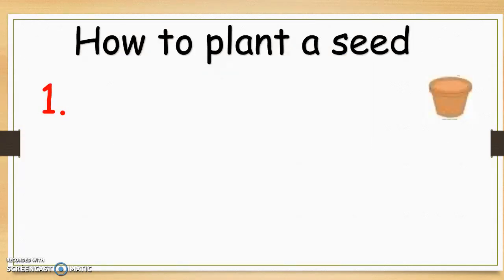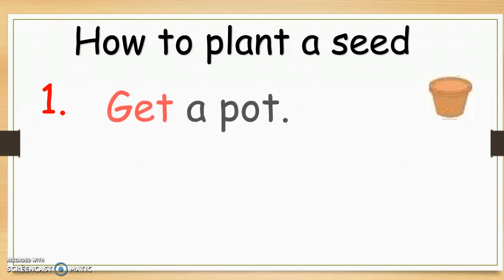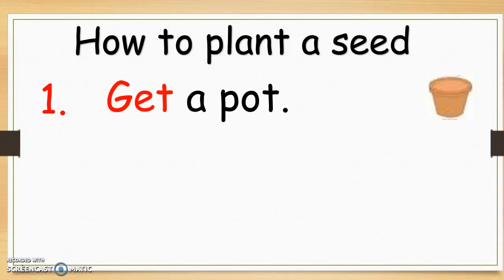Now, can you help me write instructions on how to plant a seed? Look at the first picture. I wonder what I could write as a sentence. Maybe you could go and get a piece of paper and a pencil and compose your own sentence too. I know what I'm going to write. Get a pot. And I've highlighted my imperative verb here in red. Get.